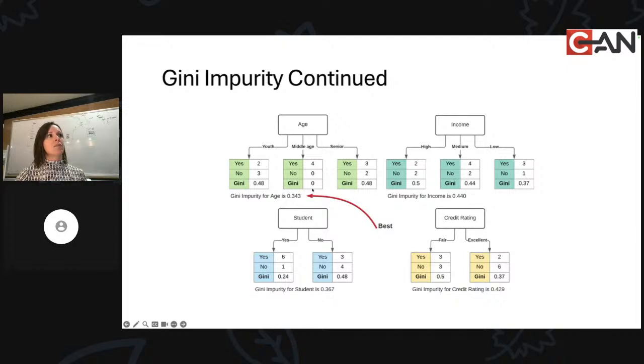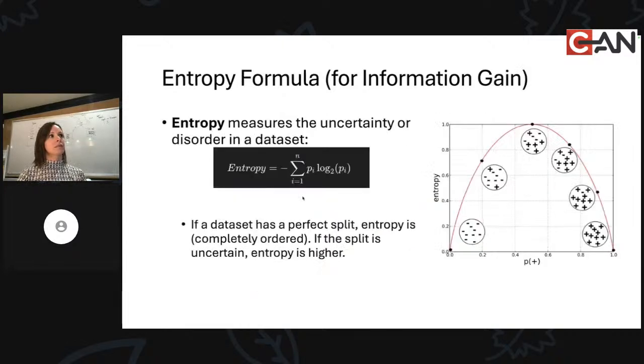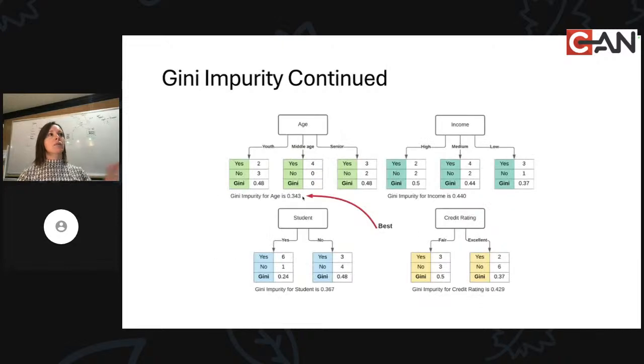And the same with this age bracket. You would get the Gini impurity for splitting on age, which is the average of these 3 impurities here. So you can see that this one is actually the best to split on from a Gini impurity standpoint. It is the lowest Gini impurity. Okay. Any questions on Gini impurity?